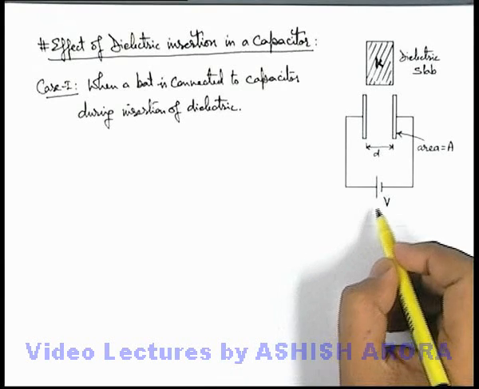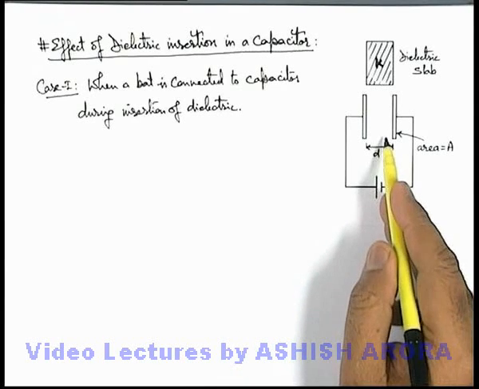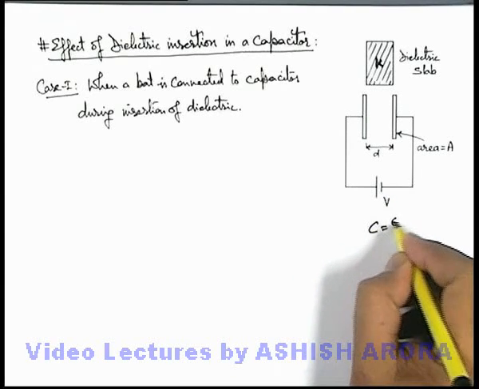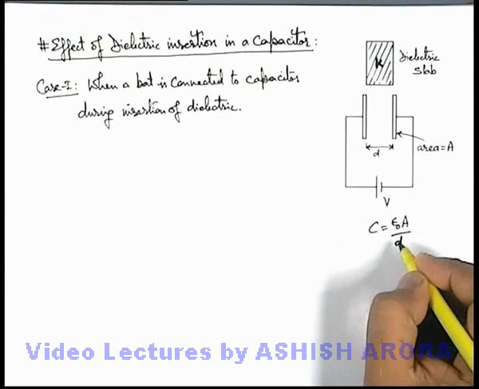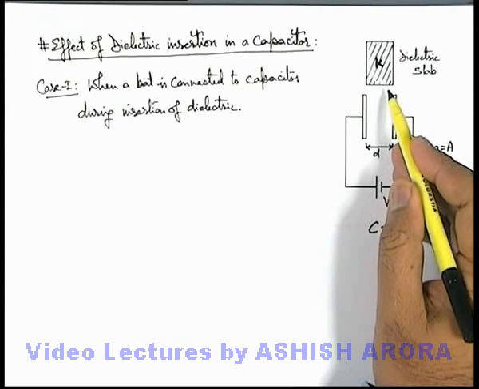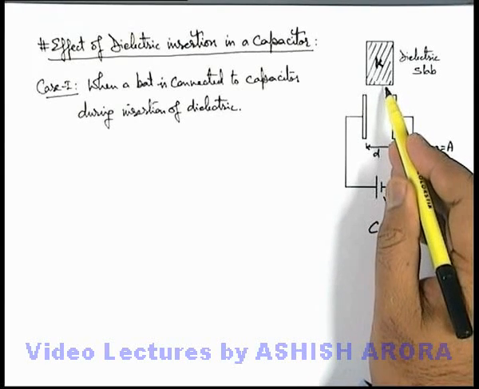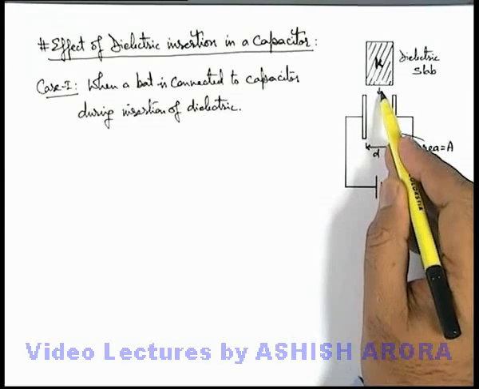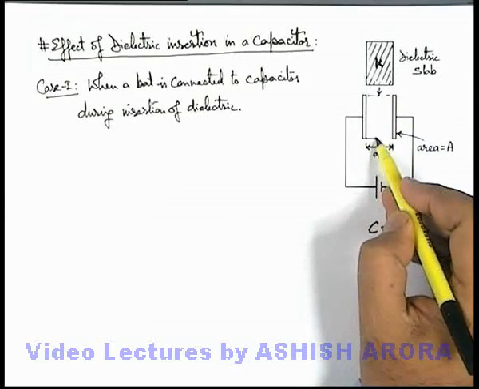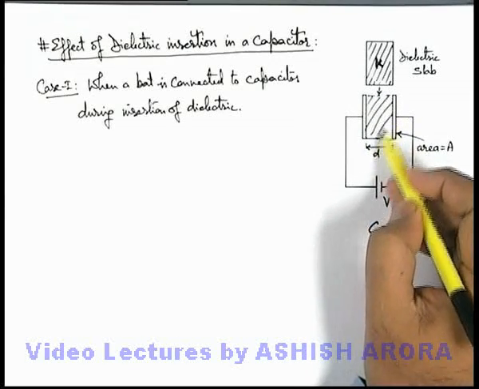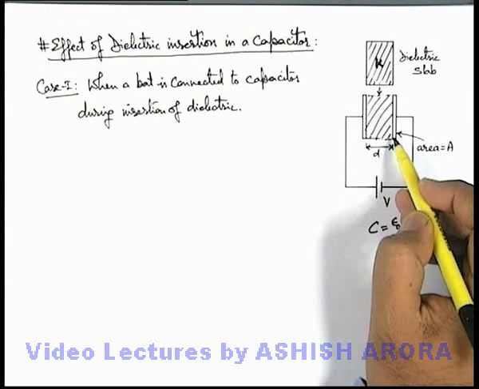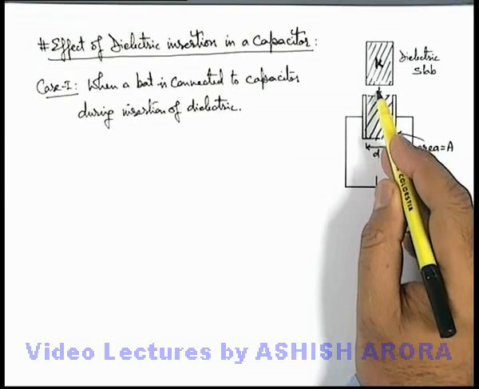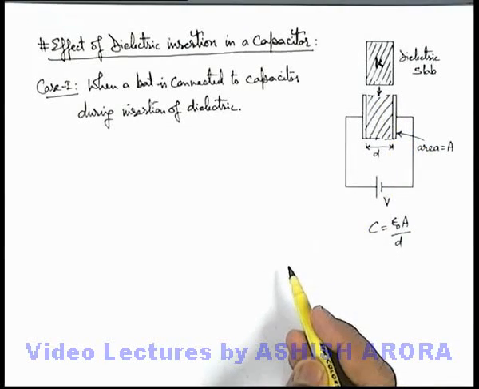In this figure, we are given a battery connected to a capacitor of plate area A and separation D. Here we know its capacitance we can write as epsilon naught A by D. And a dielectric slab is placed in such a way that we can easily insert it into the capacitor. Now, if we insert it into the capacitor such that it will completely fill the space between the plates, some parameters which are associated with the capacitor will change. Let's discuss the variation in the parameters which are associated with the capacitor.